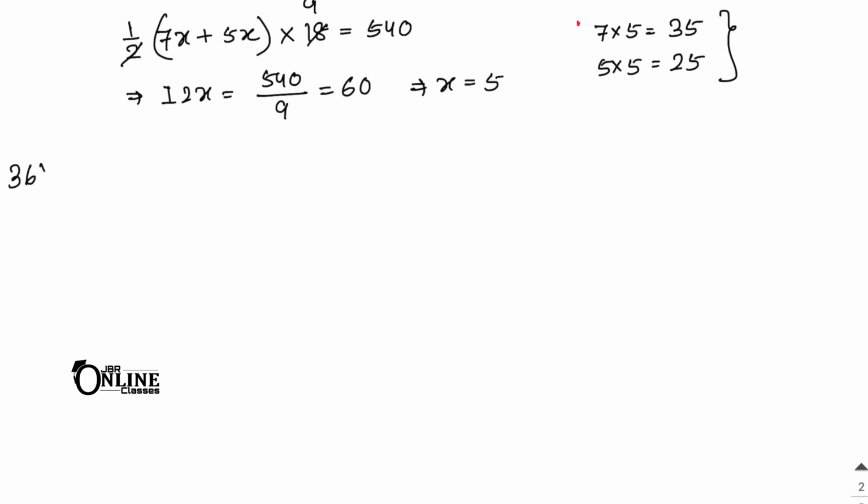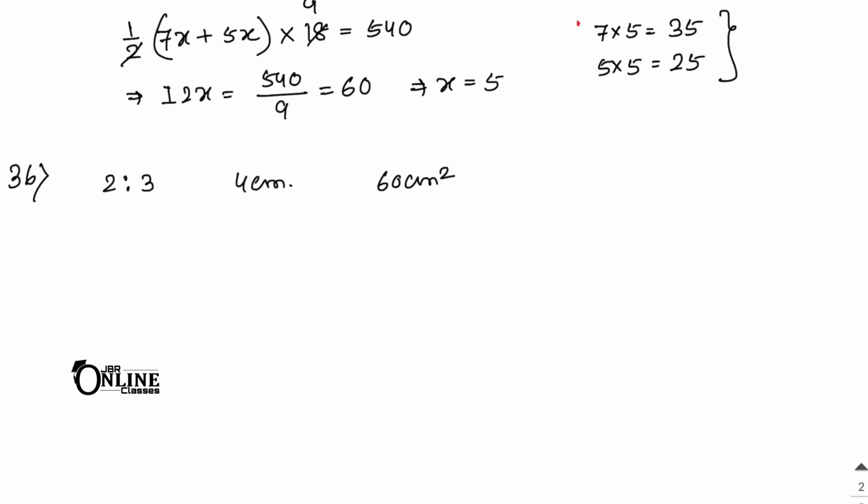Now sum number 36. The parallel sides of an isosceles trapezium are in the ratio 2:3. If its height is 4 centimeter and area is 60 centimeter square, then find the perimeter.